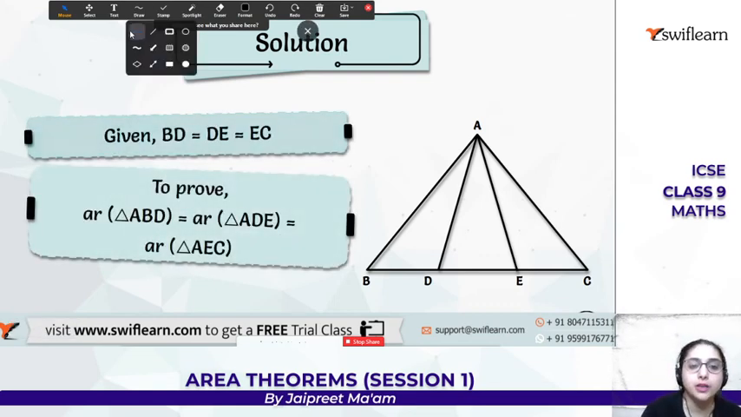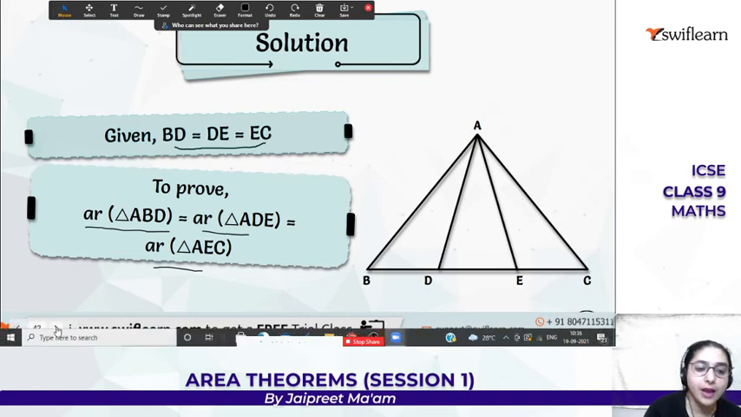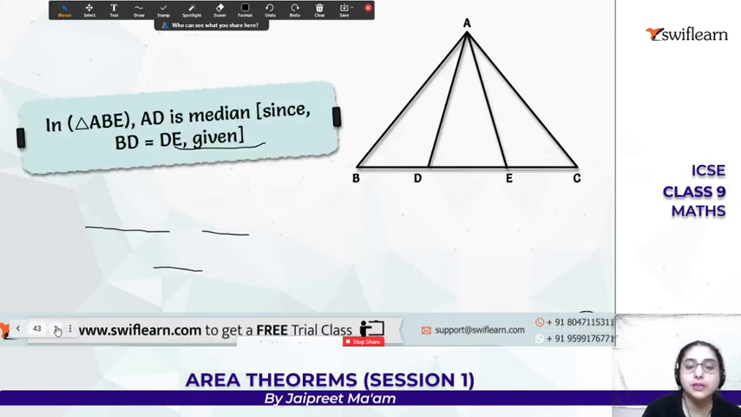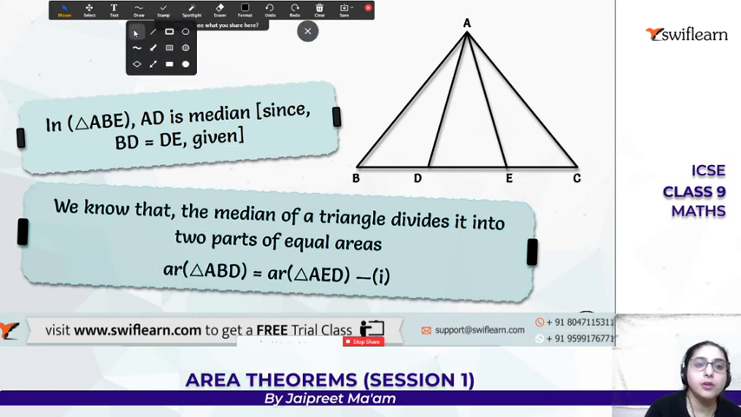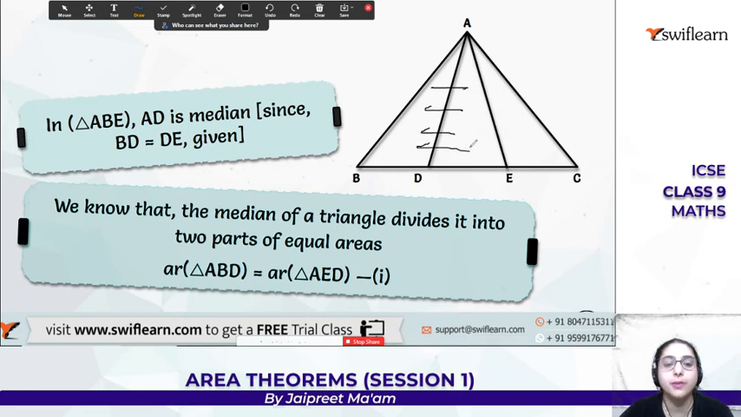Now let's see how. What is given? Given is that BD, DE and EC are equal. Now we have to prove that the areas of these three triangles are equal. Let's see how we will prove it. We will take a triangle ABE, and AD is the median. What is the difference between the altitude and median? The median may not be exactly perpendicular, but the altitude is always perpendicular.